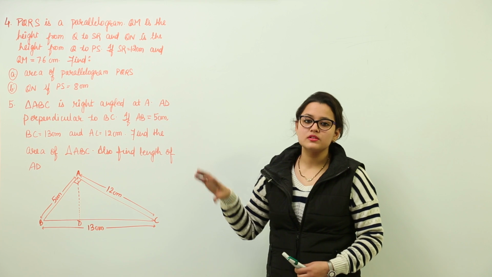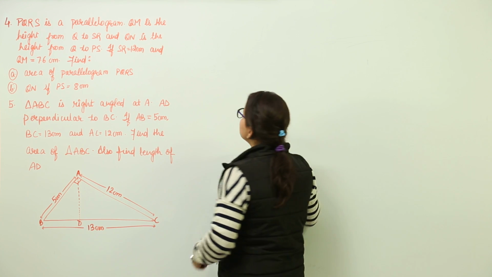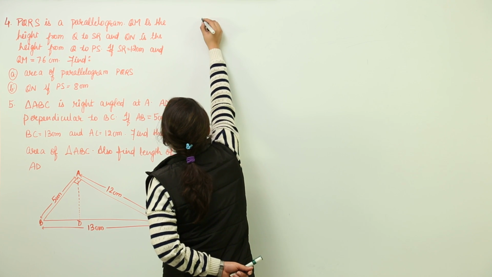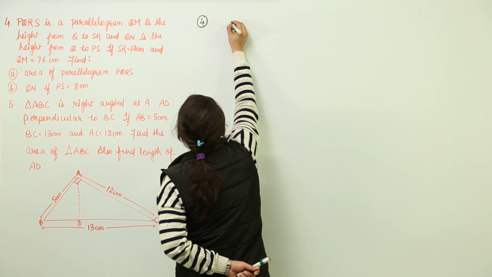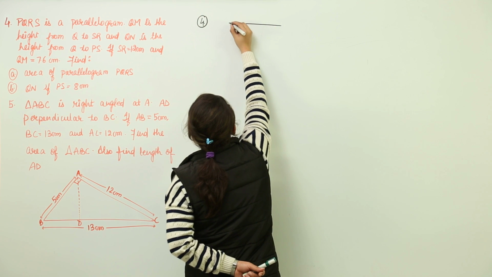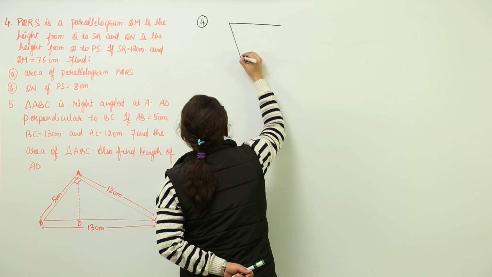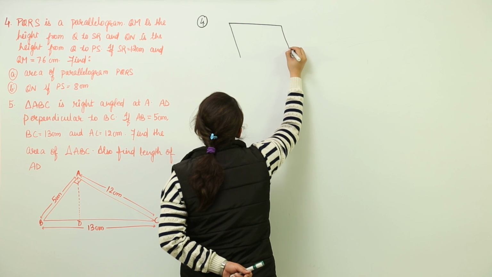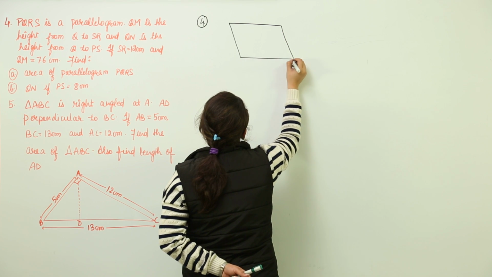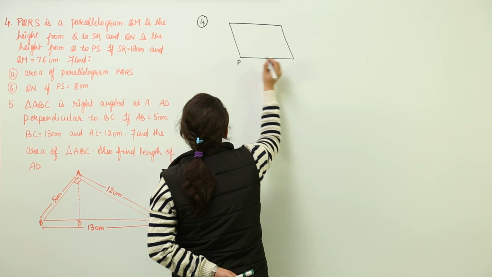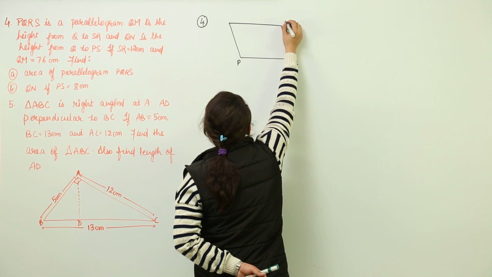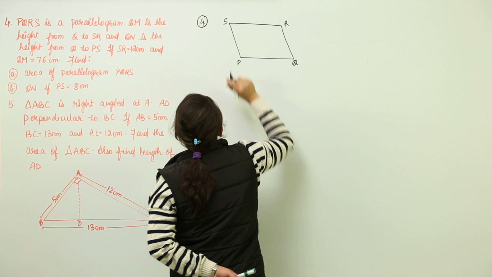So first of all, let us draw the figure for this one. The figure is going to be a parallelogram only. So we'll draw a parallelogram at first. That will be like this. PQRS, and I've made the parallelogram. Let's name it PQR and S.